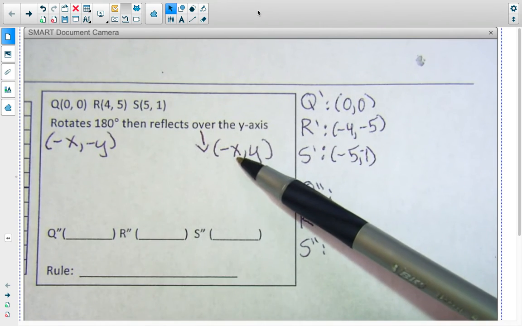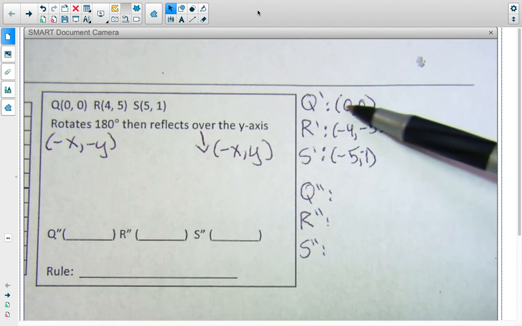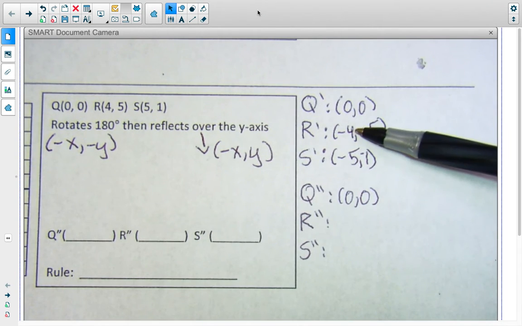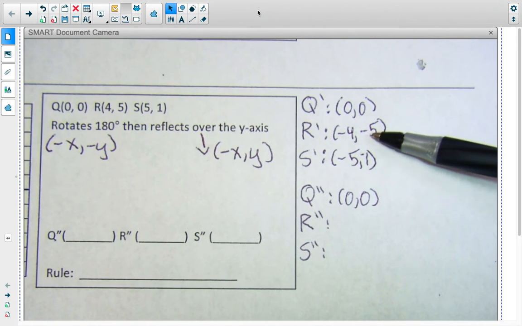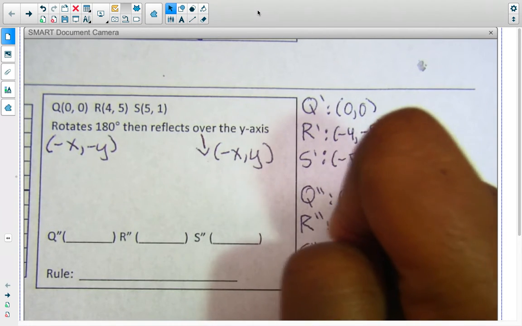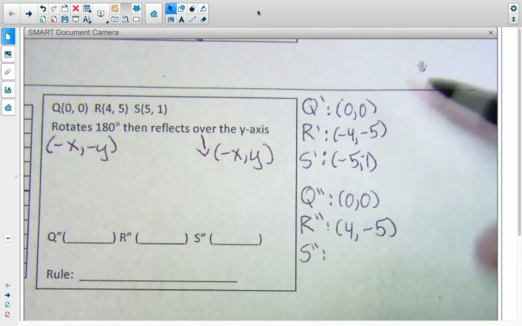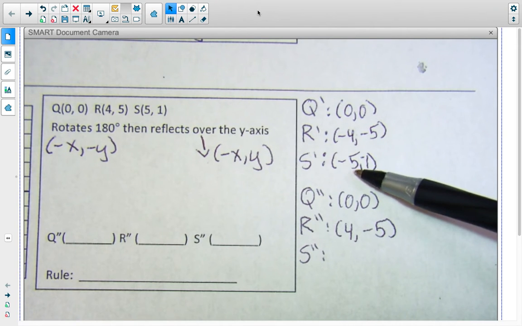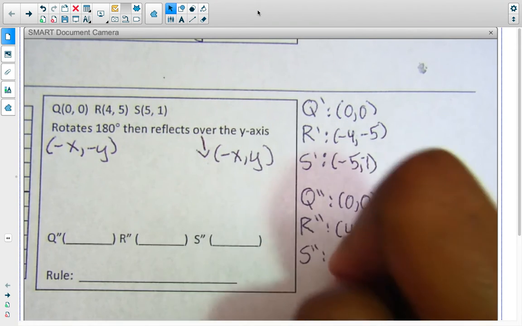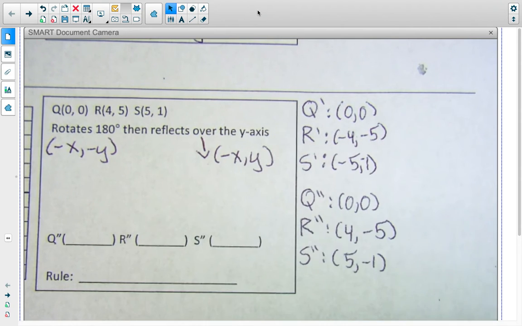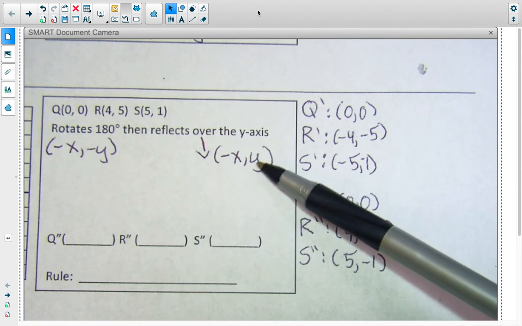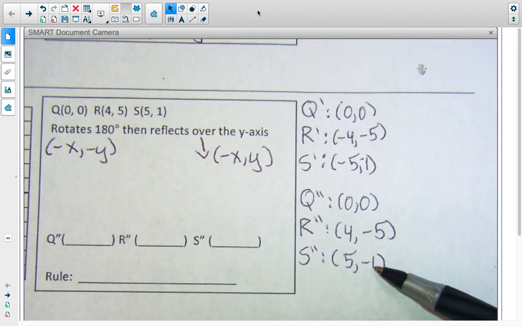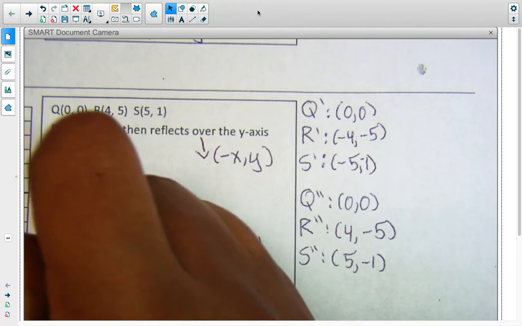Now we're going to do -x, y. So again, 0, 0 is going to stay the same. Nothing's changing about that. We're going to take the opposite sign of the x and keep the y. So our new point here is going to be 4, -5. It was negative. We changed to the opposite sign because the rule says -x, y. And then S prime is -5, -1. If I apply my rule here, I get 5, -1 because it says to change the sign and keep the y. So we changed the -5 to +5, and then we kept the y coordinate, which was -1. So these are our final ordered pairs that we're going to be graphing.